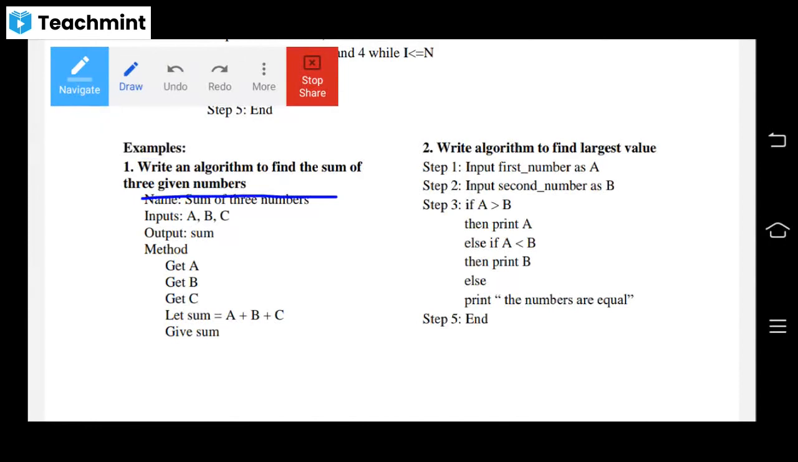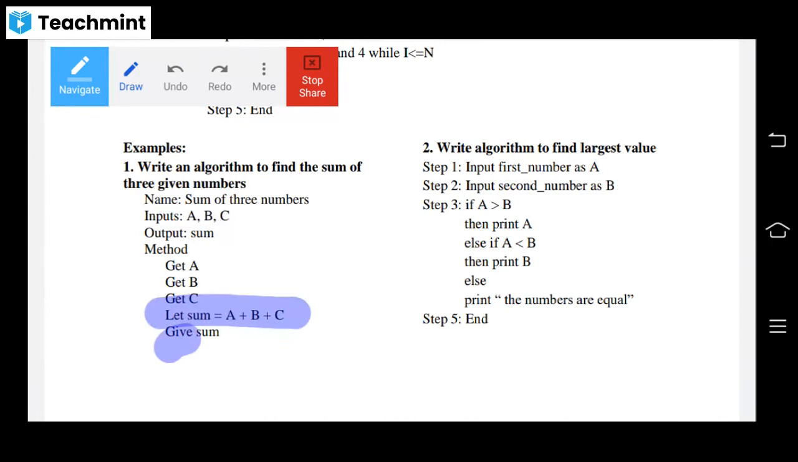Write an algorithm to find the sum of three given numbers. Here the name is sum of three numbers. The inputs are three values. The output is the sum. Here the method is get A, get B, get C. These three values we must get. Ultimately, the logical processing is sum equals A plus B plus C. Then we give the output. This is the algorithm to find the sum of three numbers.